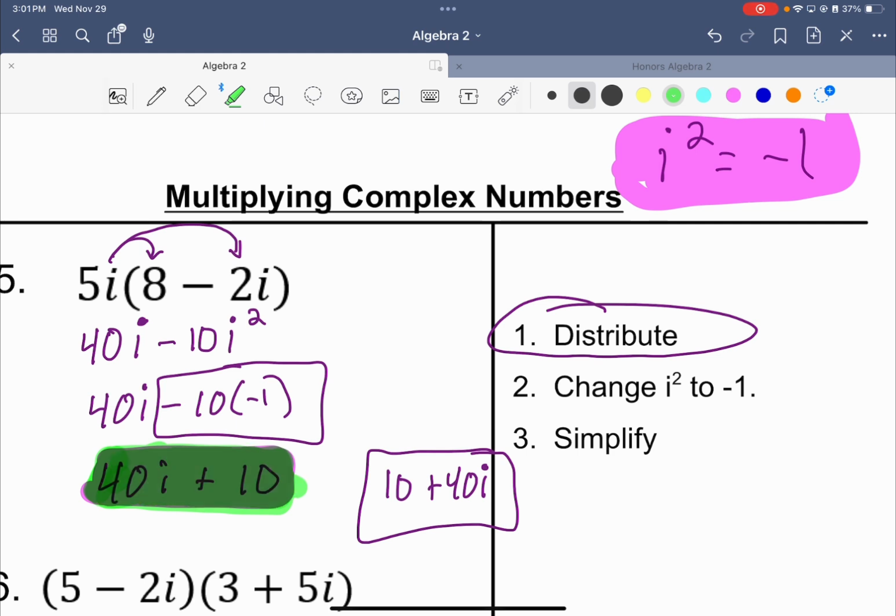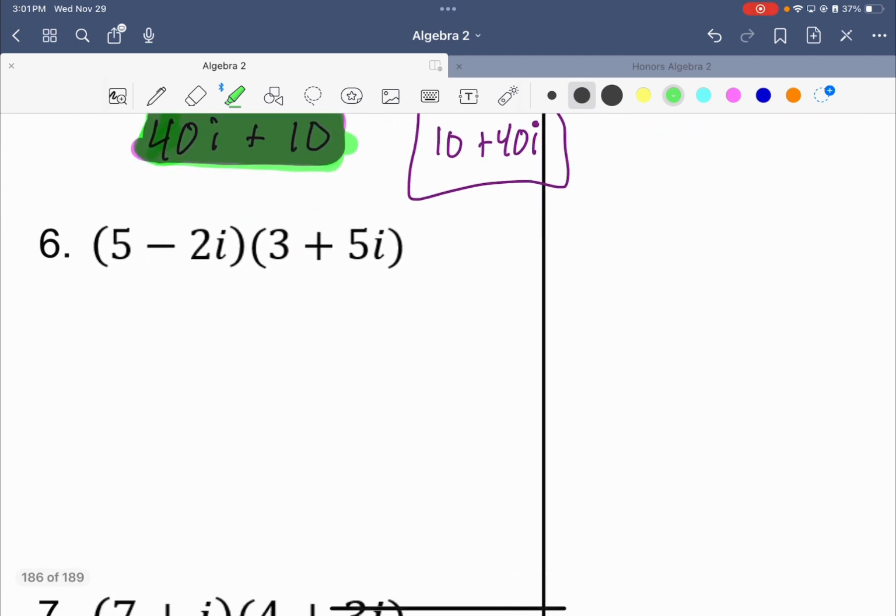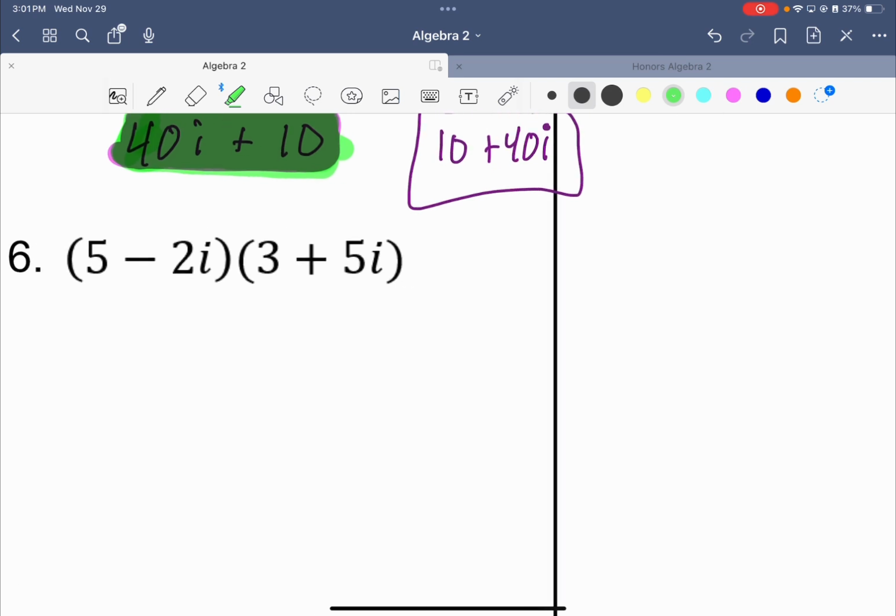So there's our solution. Okay. So the big thing with that is to make sure you change that i squared to negative 1. Anywhere you see an i squared, change it to negative 1. So then that leads to, okay, what if we have a binomial times a binomial? So we've got 5 minus 2i times 3 plus 5i.